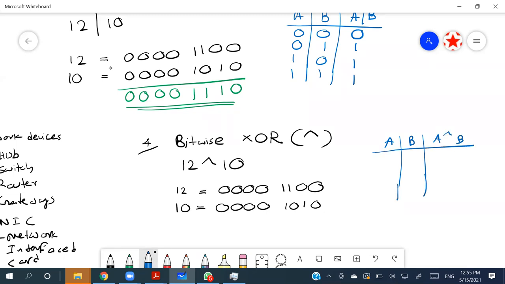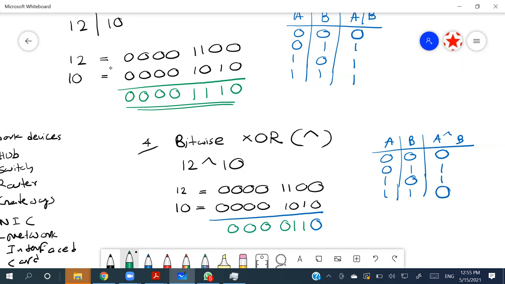The logic behind the XOR is, when the operands are identical, it produces a 0. So 0, 0 gives you a 0, 1, 1 gives you a 0. If the operands are not identical, it produces a 1. So according to that, here you are getting a 0, here a 1, here a 1, here a 0, and all these places get a 0 because there are two zeros. So that is the operation of 12 XOR 10.